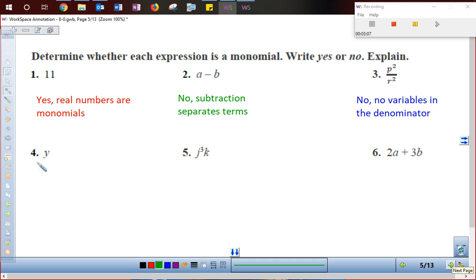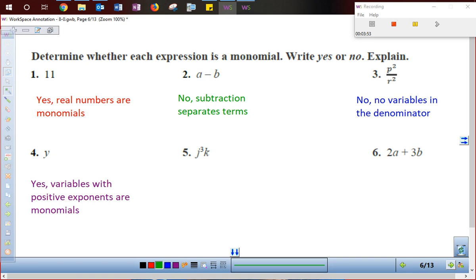On number 4, I don't have addition or subtraction. I don't have a variable in the denominator, meaning this doesn't have a fraction bar over it with a number. And I don't have a negative exponent. So that means this is a monomial. Now to explain why, I can go back and look at the definition again. Now the definition said it can be written as a real number, a variable, or a product of a real number and one or more variables. Now this is just a variable and it has a positive exponent. So I'm going to say yes, variables with positive exponents are monomials.